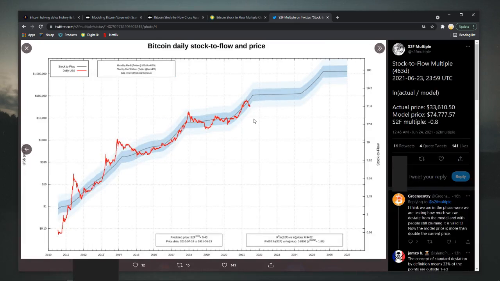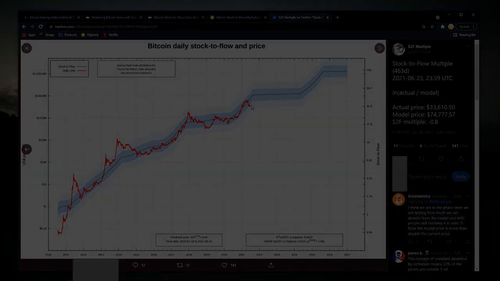The latest stock-to-flow puts us at the very lower bounds of the model. This gives us a very similar message to our Fibonacci analysis earlier, that we're at a retracement of the bull trend, not at the end of the bull trend.